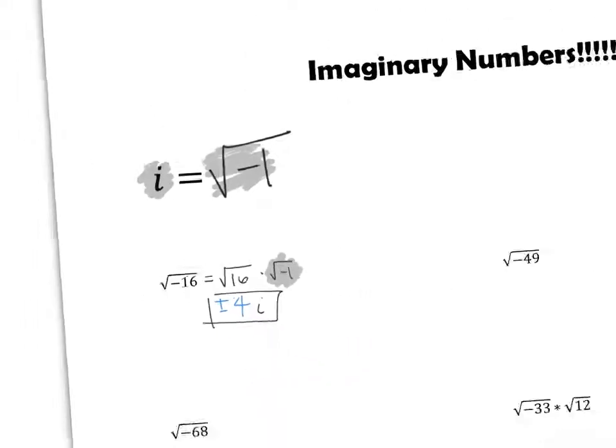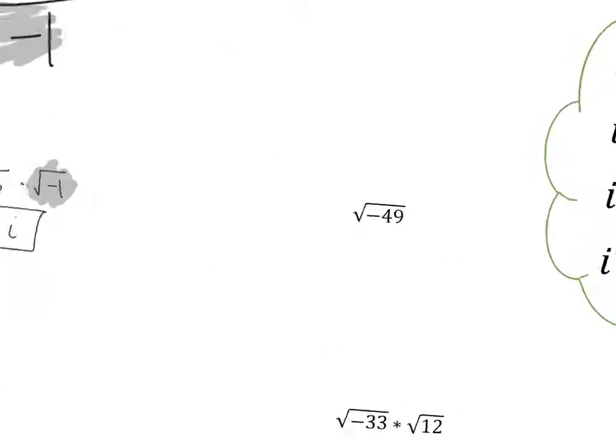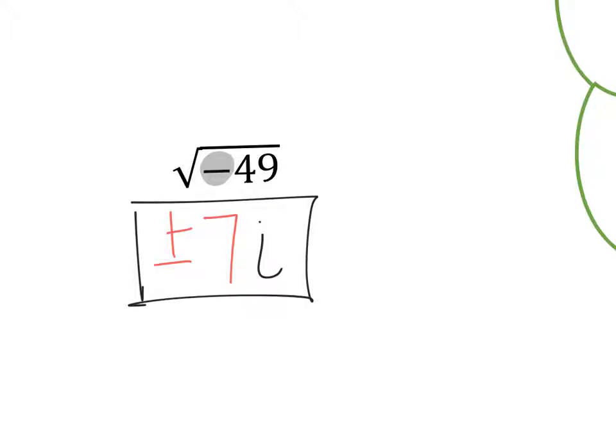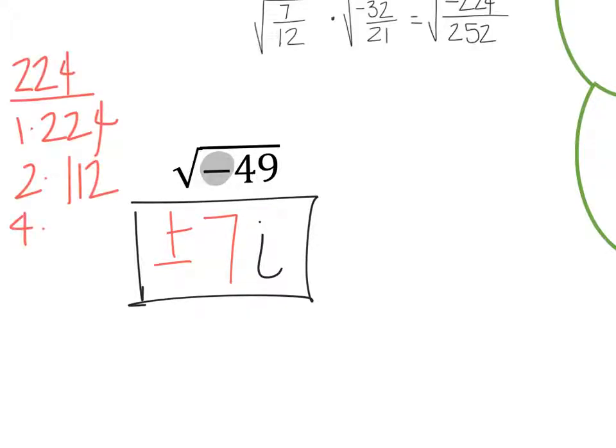So you really don't have to go through that whole process. Like if you have the square root of negative 49, use common sense. The square root of 49 is 7, so this is really positive negative 7. And because it was the square root of a negative 49, because you had that negative sign there, that means you're going to have i in your answer. So that'd be your answer: positive negative 7i.